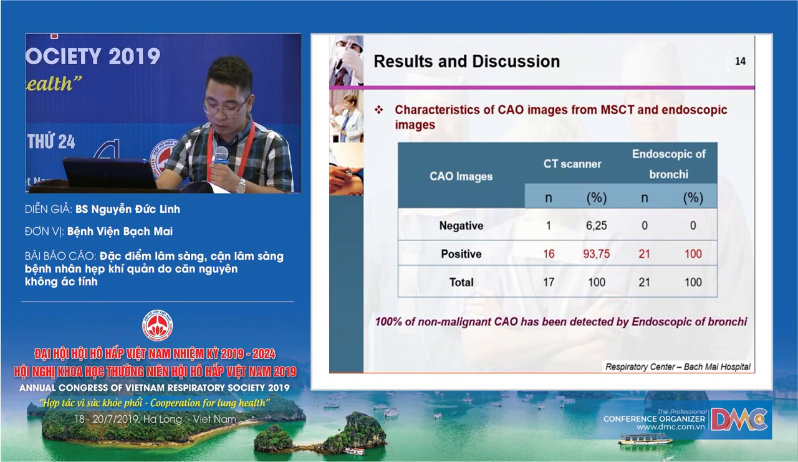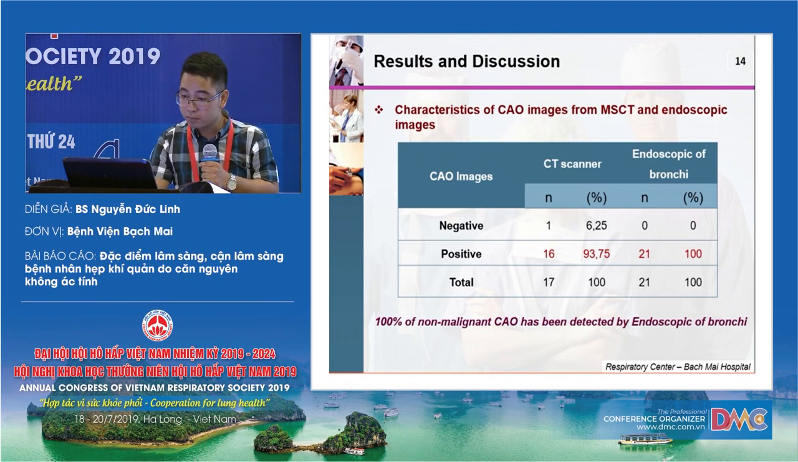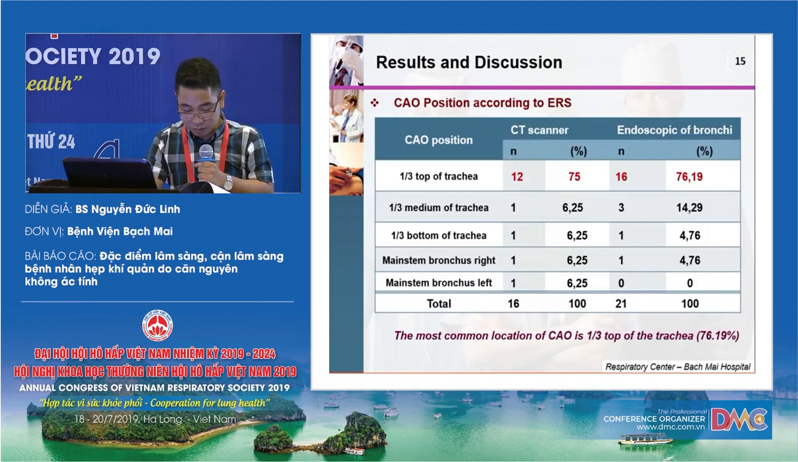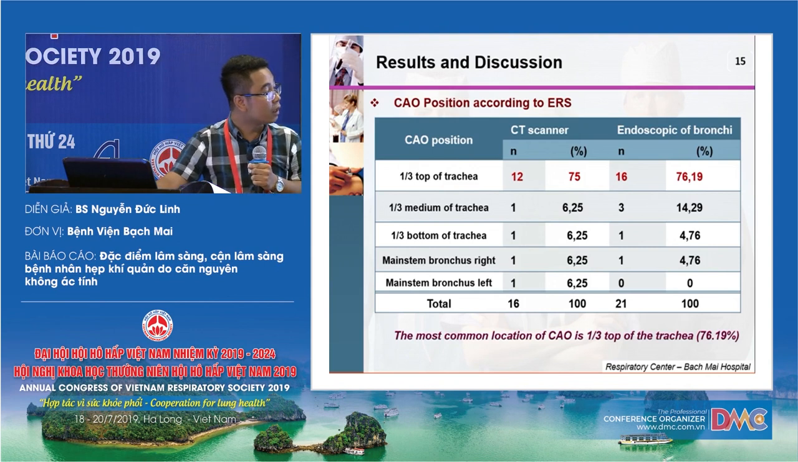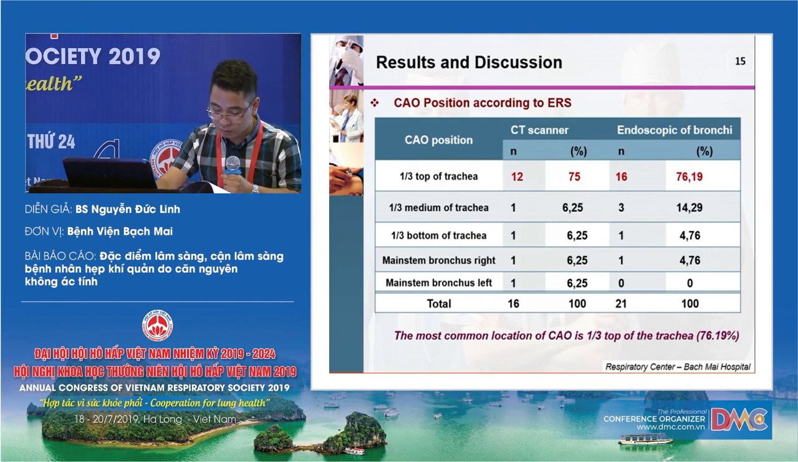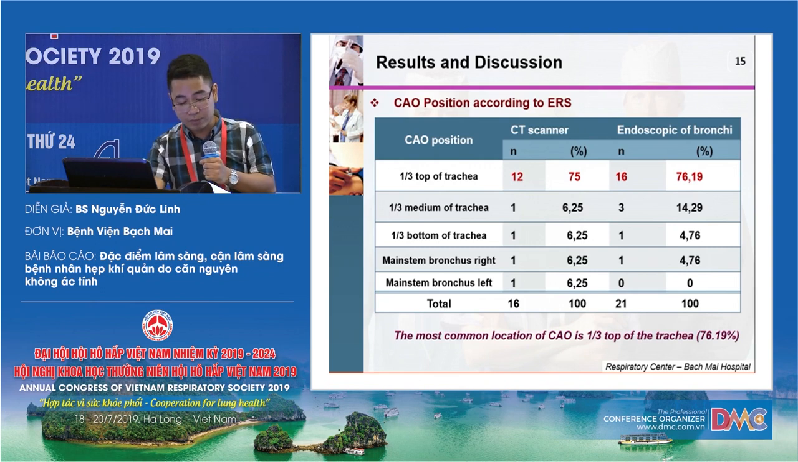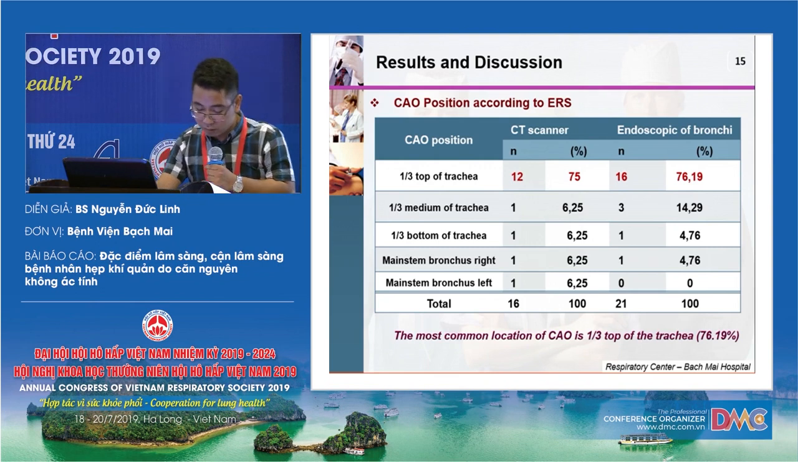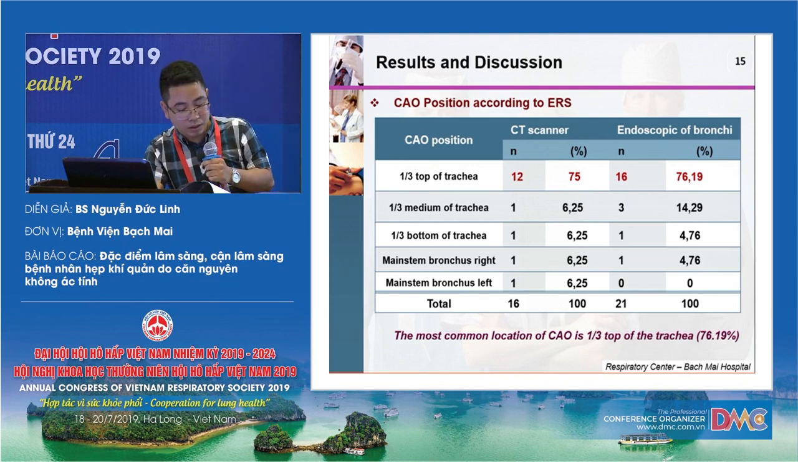Obstruction can occur anywhere in the central airway. The most common location of CAO is the upper part of the trachea, about 76%. This result is similar to the results of Vũ Văn Giáp and other authors, in which the most common position is also the upper one-third of the trachea.